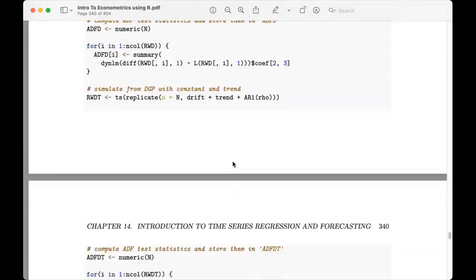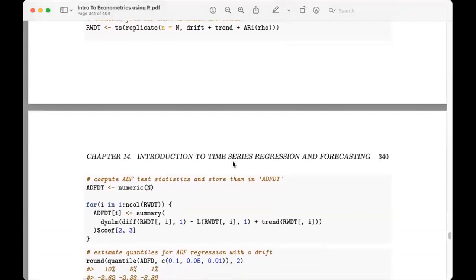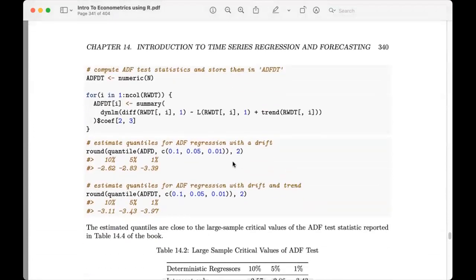Yeah, unless you have some other points to add, I think this first example seems to be okay, because the other example also talks about testing for something similar, how to test for a unit root and things like that.